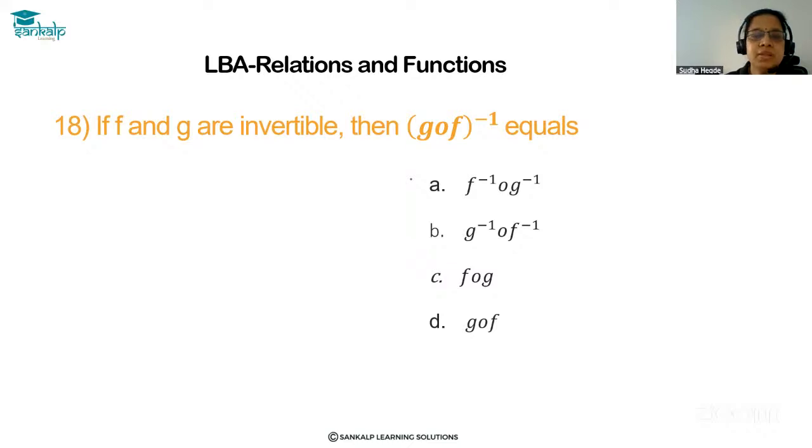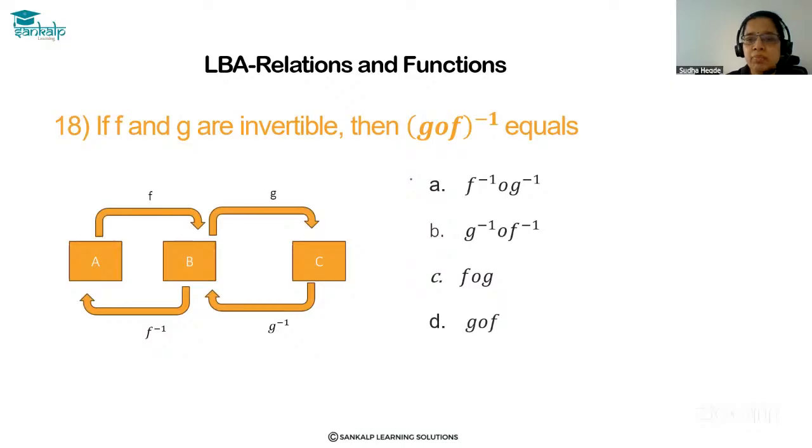Hi students, let us take the question. If f and g are invertible, then (g composition f) inverse equals option A, f inverse composition g inverse, option B, g inverse composition f inverse, option C, f composition g, option D, g composition f.